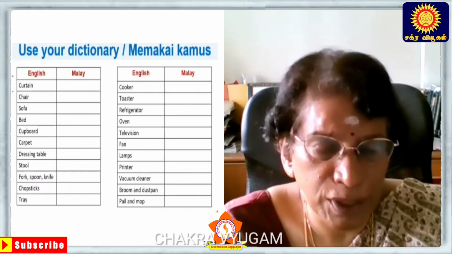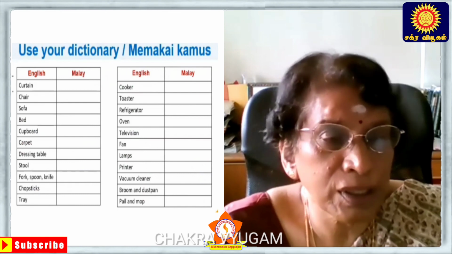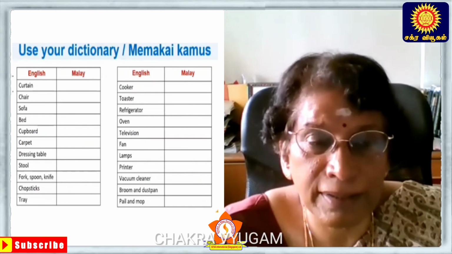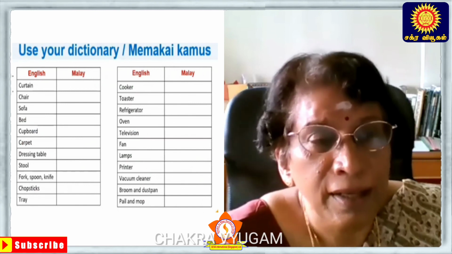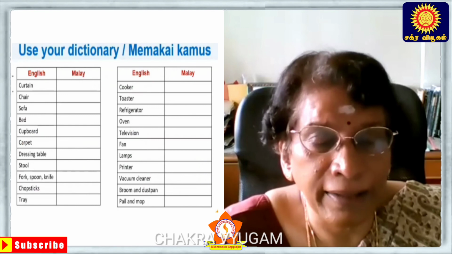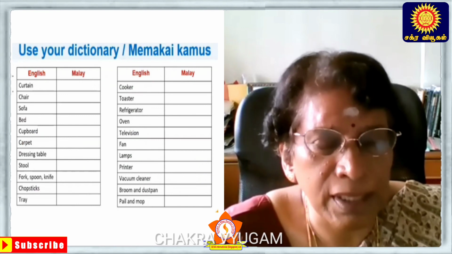Okay, now back to dictionary work. Simple words in the house. Use your dictionary. Sometimes you will find that even Google Translate can give you some things that are not quite right. So make sure you got it right. Use a dictionary if you can, and find the names, the English, the Malay words for these English terms. Yeah.